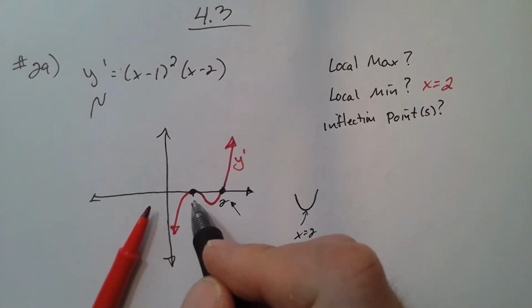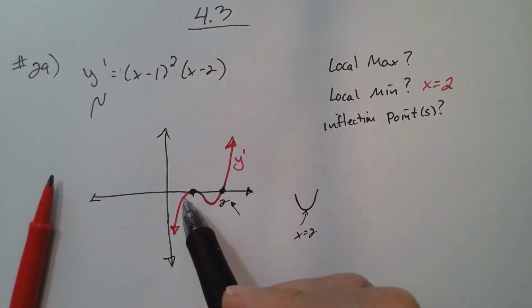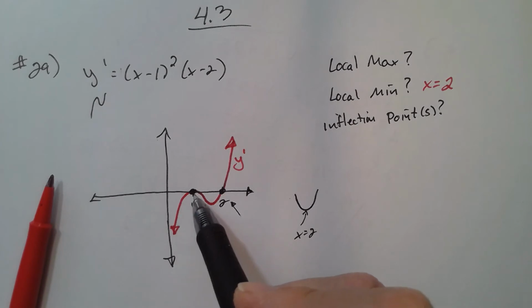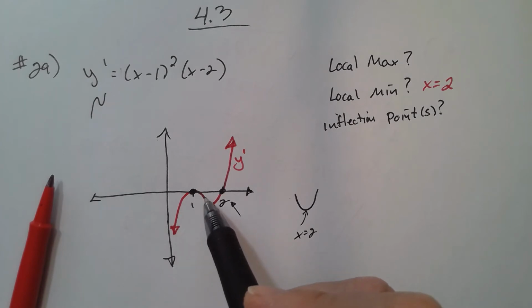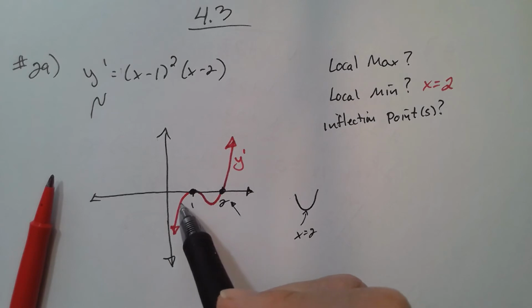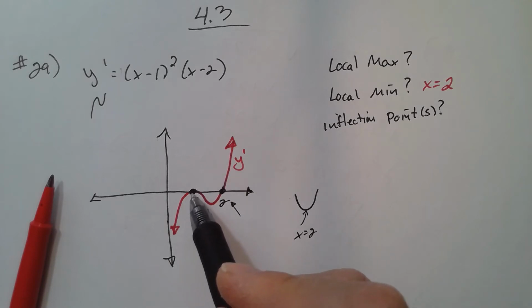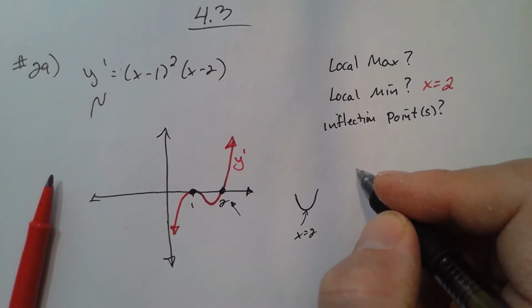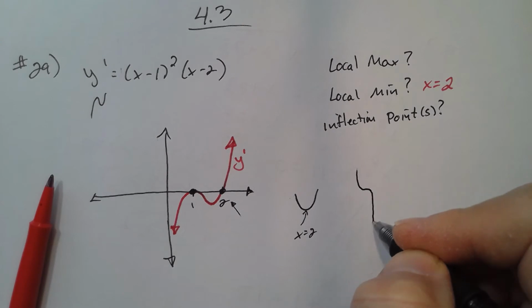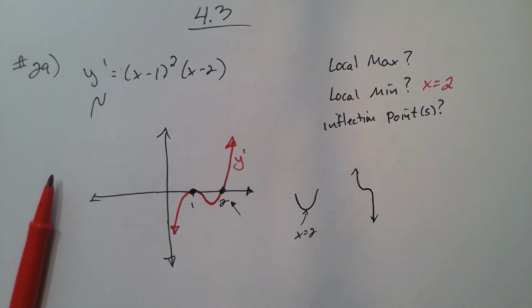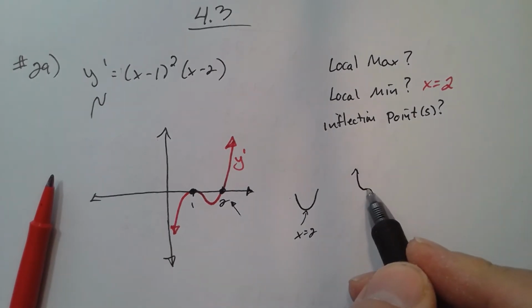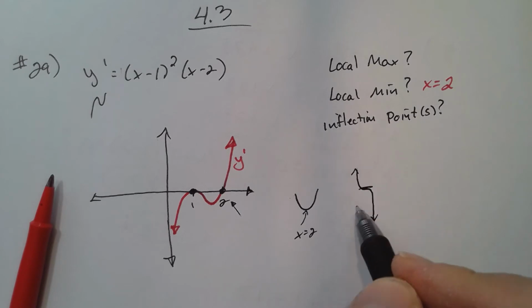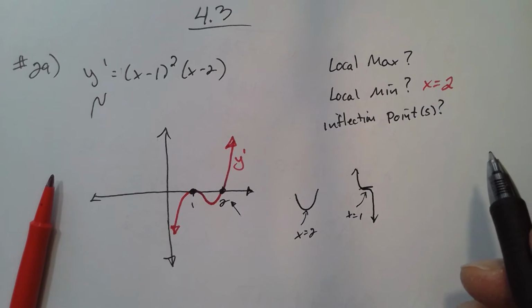At x equals 1, the original derivative is negative, then it's 0, and then it's negative again. So the original function is decreasing, and then it's flat, and then it decreases again. So you can imagine it's decreasing, flat, and then decreasing again. So it looks like we have an inflection point at x equals 1. That's the shape of the original graph.